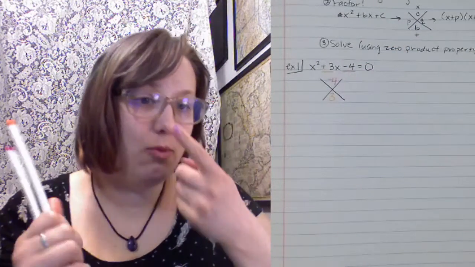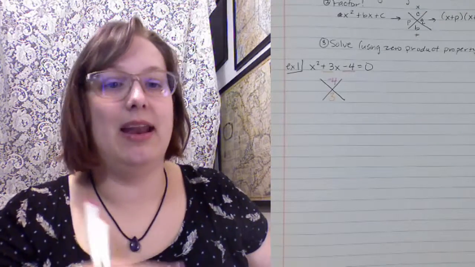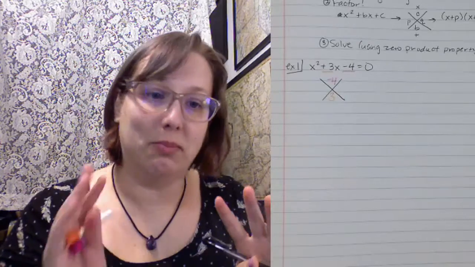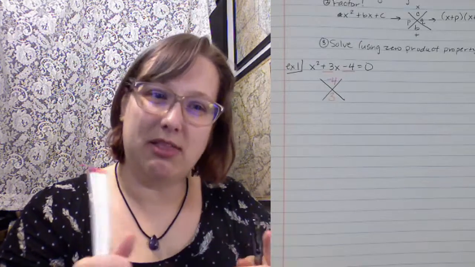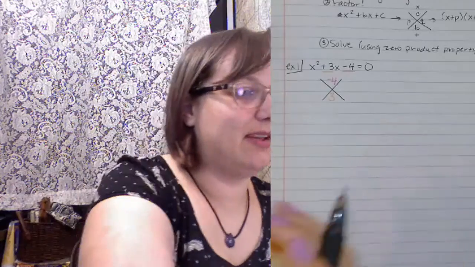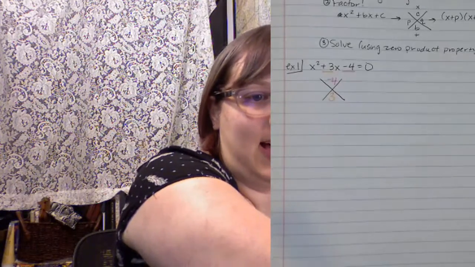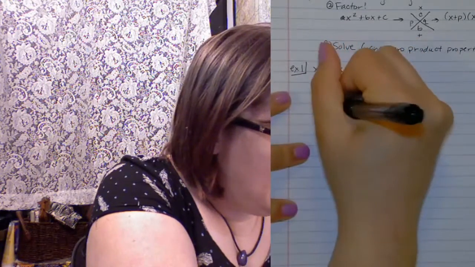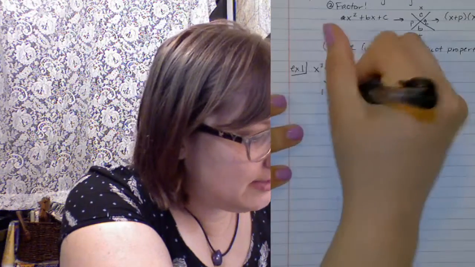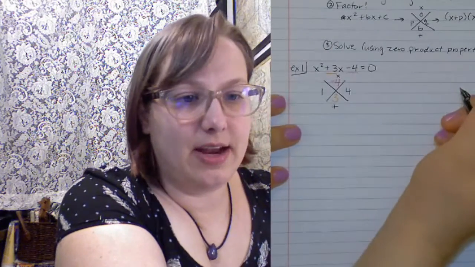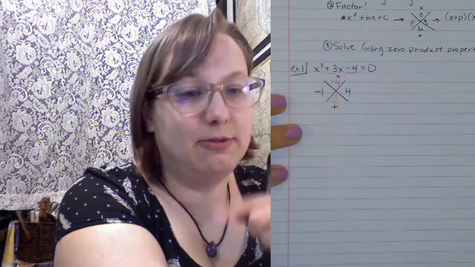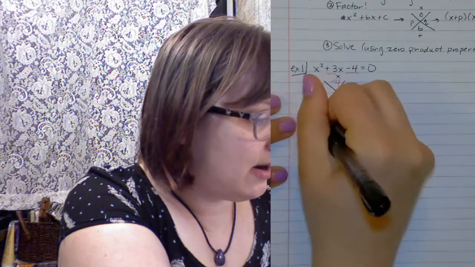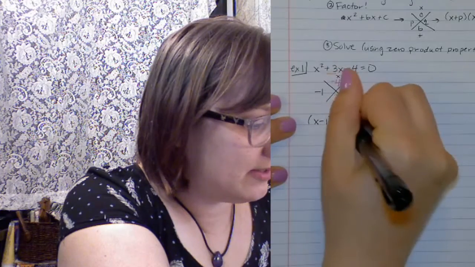Then we need to figure out what multiplies together to get negative 4 and adds to get positive 3. I know 2 times 2 makes 4, but that won't make 3 no matter how I do it. The only other option is 1 times 4. So multiply and add. I know that 1 times 4 makes 4, and if the 1 was negative, I would do negative 1 plus 4, which is 3. So my factors are x minus 1 and x plus 4.